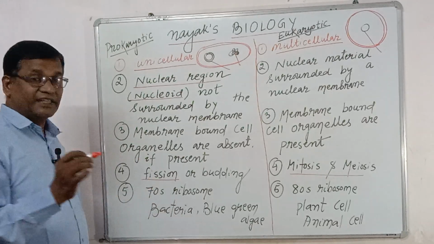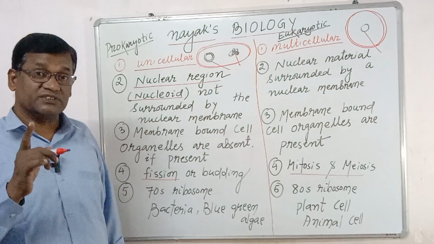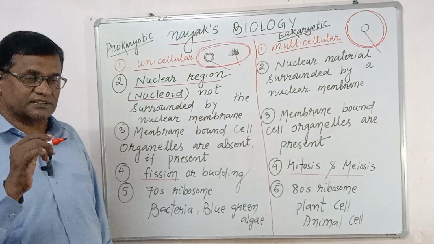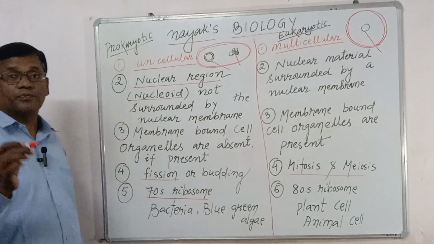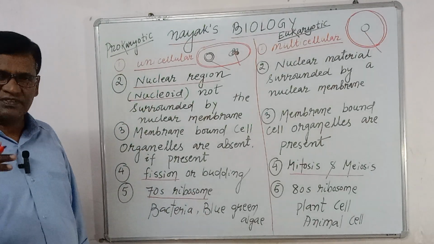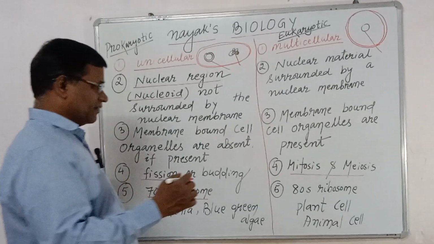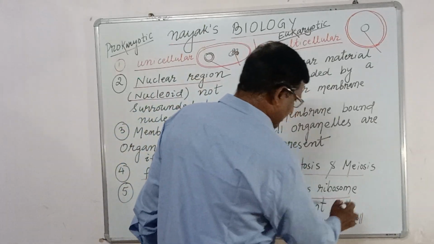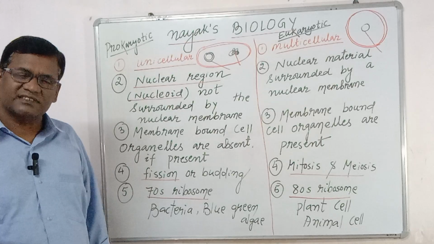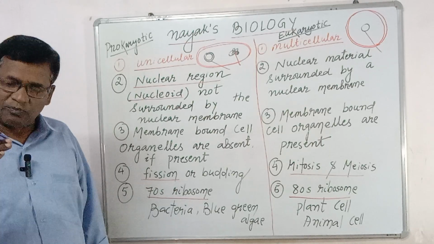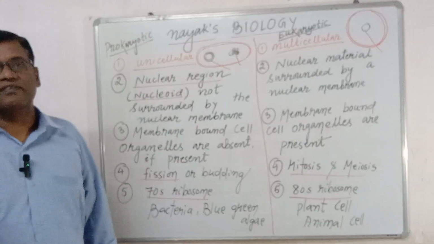Then now the ribosome. Ribosome is an organelle which helps in protein synthesis, and the ribosome present in the prokaryotic is 70S. We will read about the ribosome in detail later. And after that, the ribosome present in the eukaryotic is 80S. What is the difference between 70S and 80S? The 70S ribosome is somewhat primitive, and the 80S is somewhat advanced.